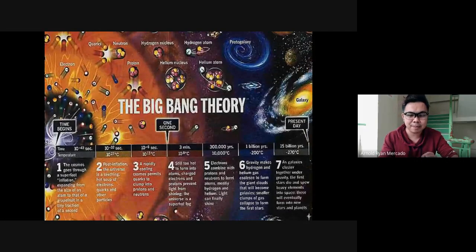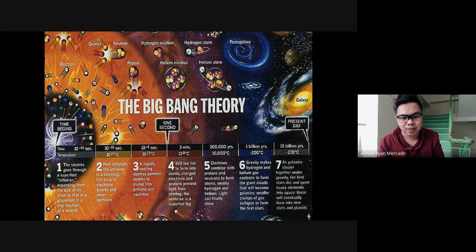So ito yung pinapakita sa Big Bang Theory na kung saan may mga 7 stages siya na nangyari. So yung unang stage po is the cosmos goes through a super fast inflation or paglaki. Then expanding from the size of an atom to that grapefruit in a tiny fraction of a second. Then another is yung post-inflation naman. The universe is a seething hot soup of electrons, quarks, and other particles. Then third stage niya is yung rapid cooling. So after niya pagsabog, nag-cool down naman yung universe. Then it permits the quarks to clump into photons and neutrons.